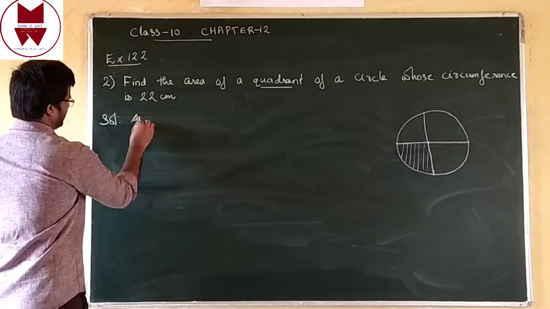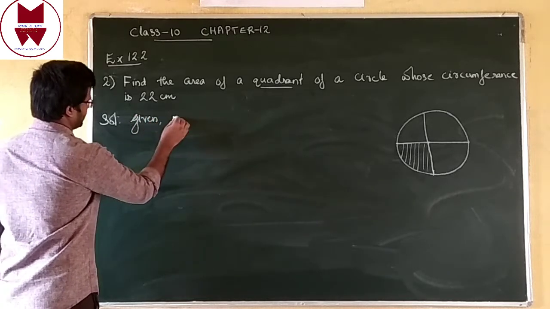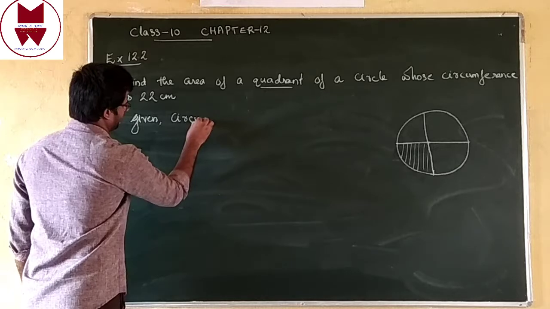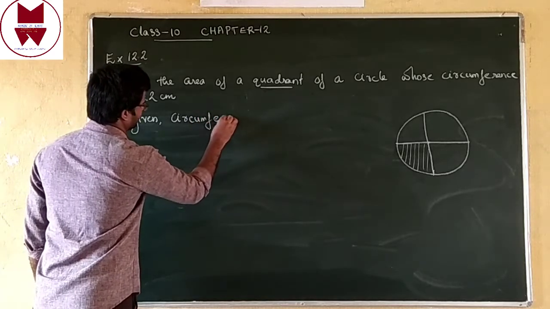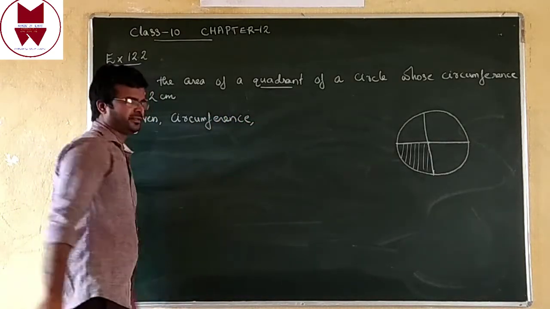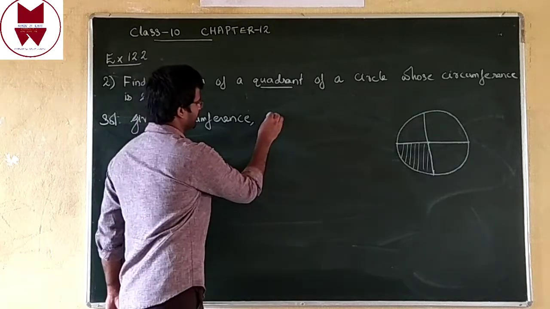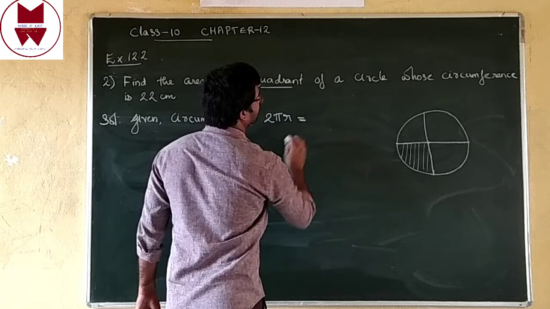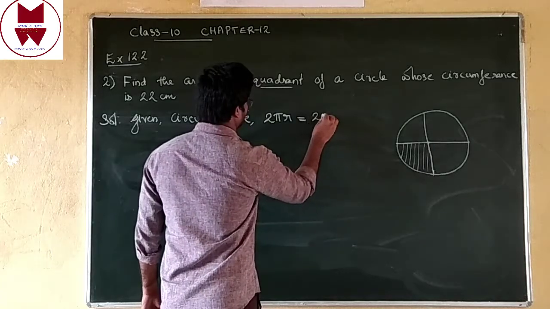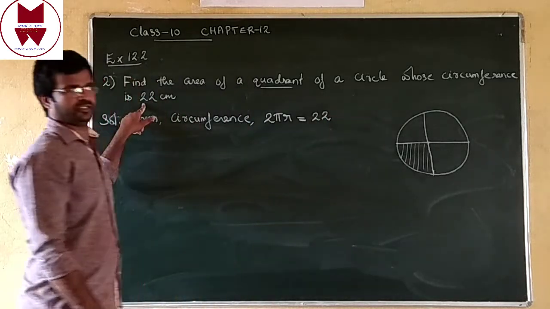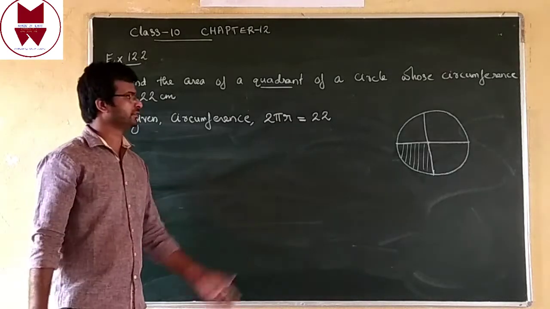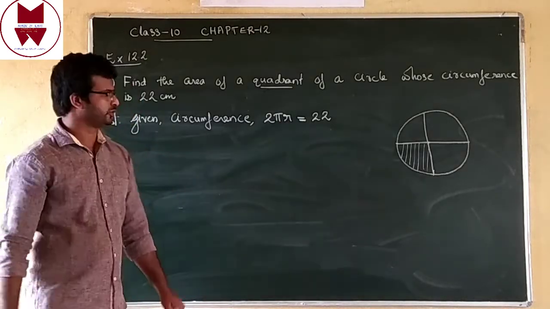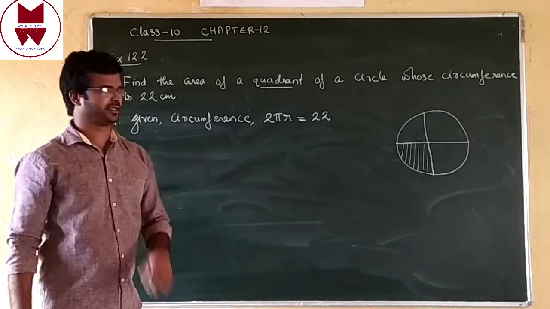In the question, the circumference of the circle is already given. What is the circumference formula? That is 2 pi r equal to 22. Circumference given, that formula is 2 pi r equal to 22. From here we can find out the radius.